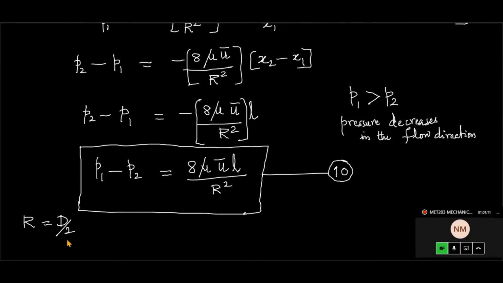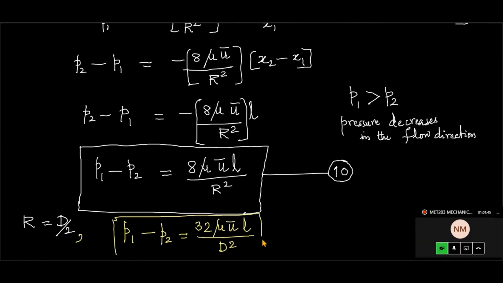And how will this expression become? P1 minus P2, the pressure intensity difference, will be equal to 8. Instead of R we substitute R equal to D by 2, so that expression becomes D square by 4, and that 4 goes to the numerator. So the expression becomes 32 mu u bar L divided by diameter square. This is again for the pressure difference.